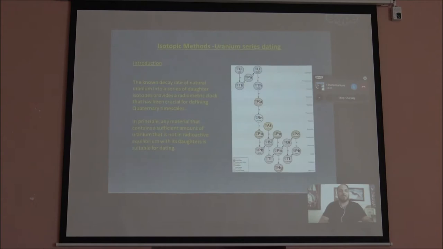So let's continue with another isotopic method, which is the uranium series dating. The known decay rate of natural uranium into a series of daughter isotopes provides a radiometric clock that has been crucial for defining Quaternary timescales. In principle, any material that contains a sufficient amount of uranium and is not in radioactive equilibrium with its daughters is suitable for dating.